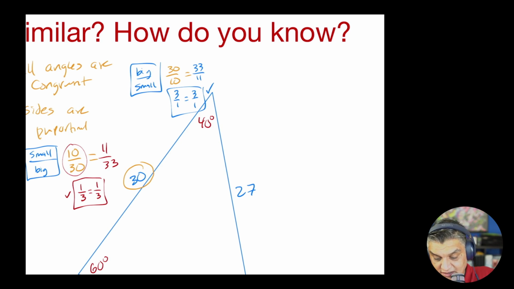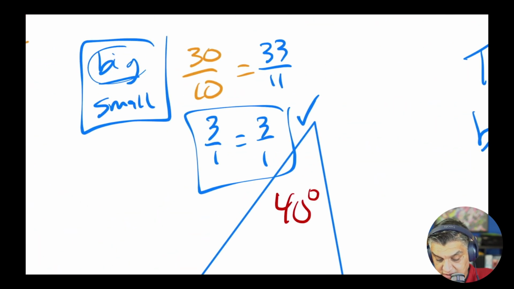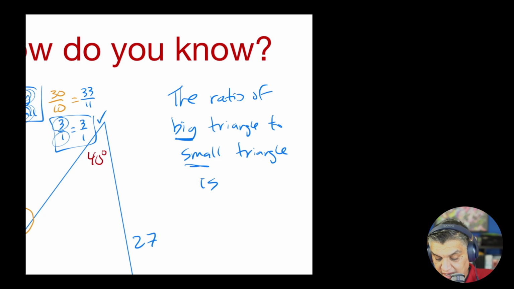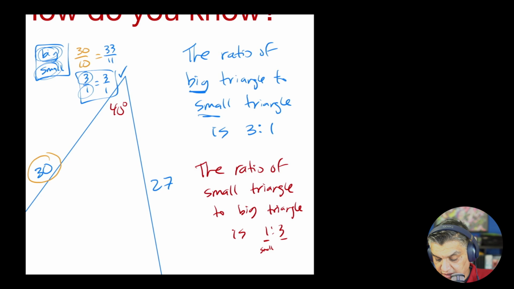Right? You would say a sentence like this. The ratio of big triangle to small triangle is, so big to small, right? If we look here, big is on the top, small is on the bottom, so it's 3 to 1, right? Big on the top, small on the bottom. The order that they say it in matters, is 3 to 1. If you said a different sentence, if you said the ratio of small triangle to big triangle is 1 to 3. I would say the small first, and then I would say the big next, right? It depends on the sentence you're saying.